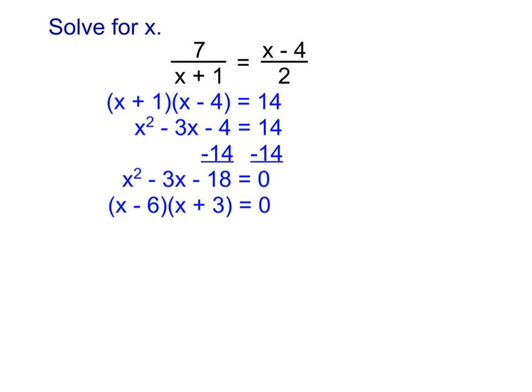And then I just set each of those parentheses equal to 0. What minus 6 is 0? 6. And what plus 3 is 0? That's negative 3. And so those are my two solutions. x equals 6 and negative 3. And yes, we include both of those solutions.